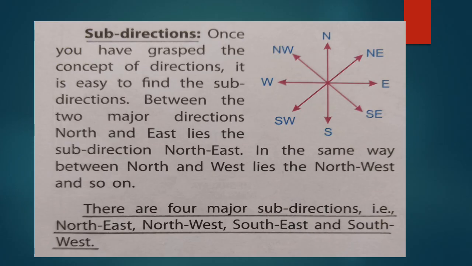Now we have something called sub directions. These directions fall in between the major directions, and as you can see, between north and east we have northeast, between south and east we have southeast, between south and west we have southwest, and between north and west we have northwest. So these are the four sub directions: northeast, northwest, southeast, and southwest. You have to practice this drawing well, and using a ruler neatly we will practice this drawing.